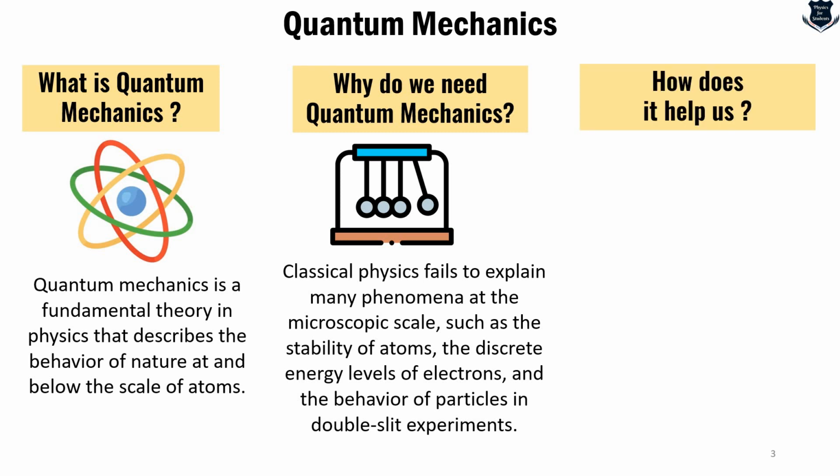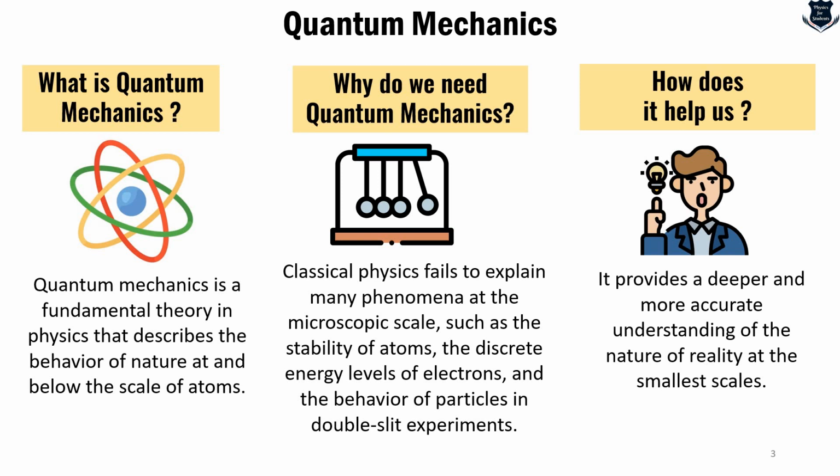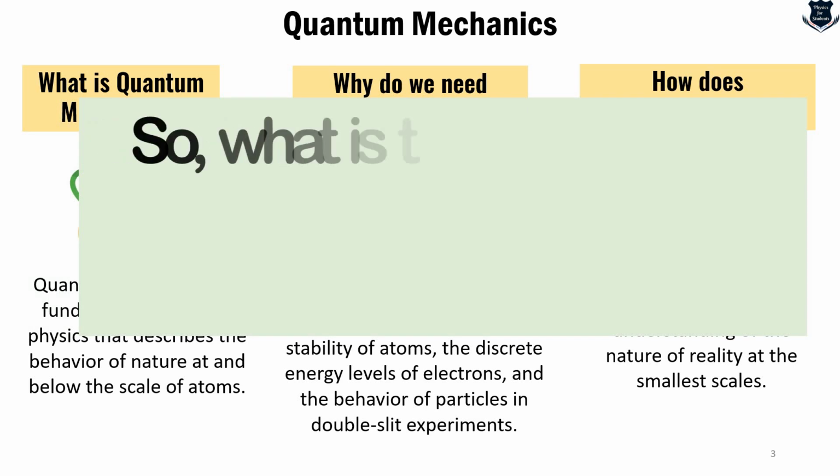So we understand what quantum physics is, and we know why we need quantum physics. The next important question is how does it help us? Is it at all helpful to us, or do we just have to read it? The answer is yes, it is helpful because it provides a deeper and more accurate understanding of the nature of reality, which exists at the smallest scales.